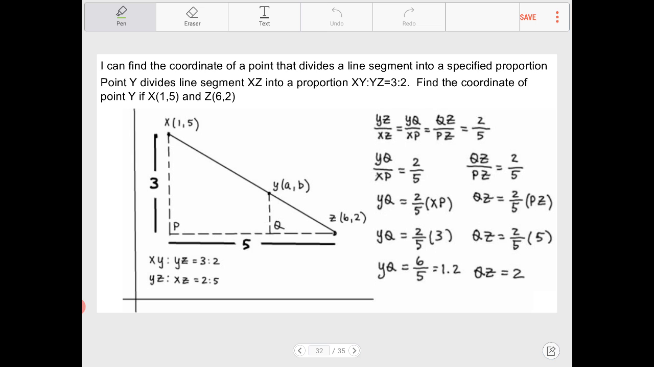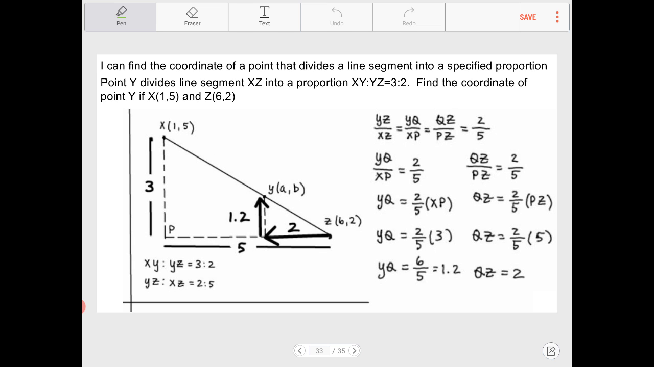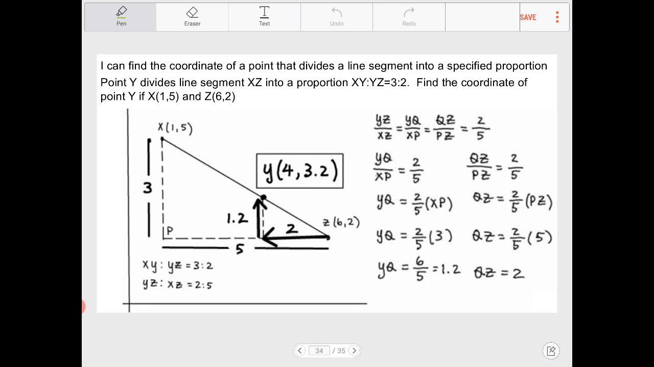Now, again, we're going to be moving from point Z here because we found out what YQ is and what the length of QZ is. We need to go 2 to the left and 1.2 up, giving us a coordinate of 4, comma 3.2.